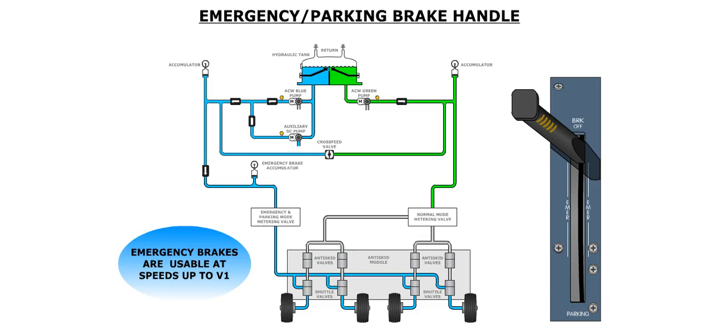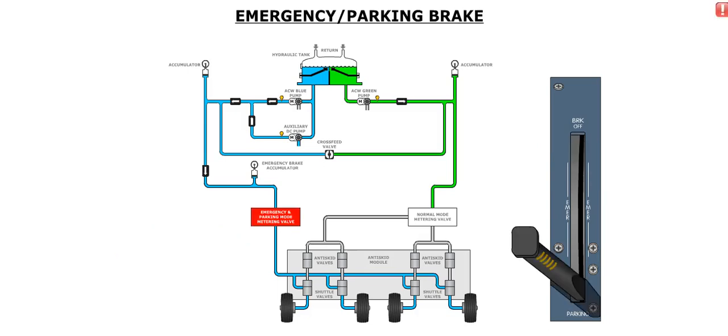The emergency parking brake handle controls the emergency and parking brakes mode through an associated brake metering valve. The handle is spring-loaded to the off position. Emergency brakes are usable at speeds up to V1 and supply equal hydraulic pressure to all brakes. Pulling the handle aft supplies a metered amount of blue hydraulic pressure. In the parking position, the full amount of pressure is applied through the brakes. It is important that you understand that the emergency parking brake handle will brake the aircraft without any anti-skid protection.